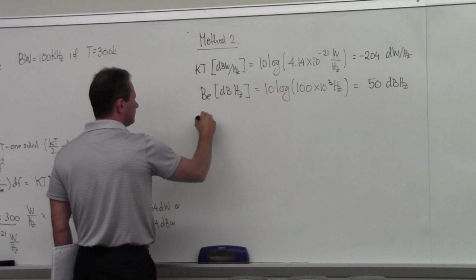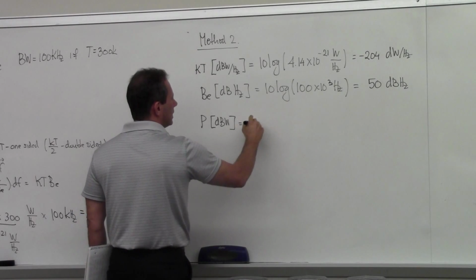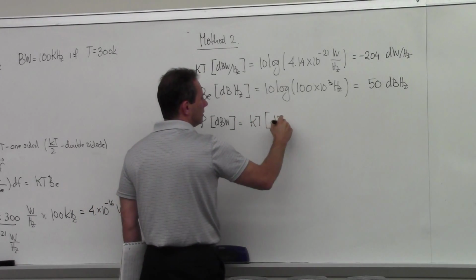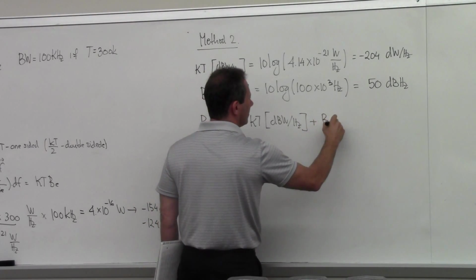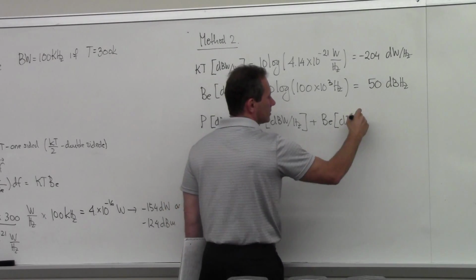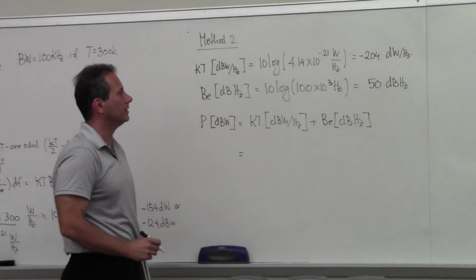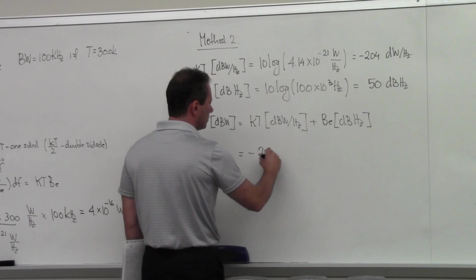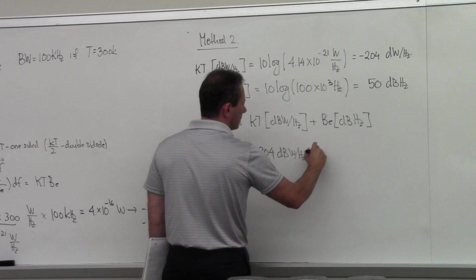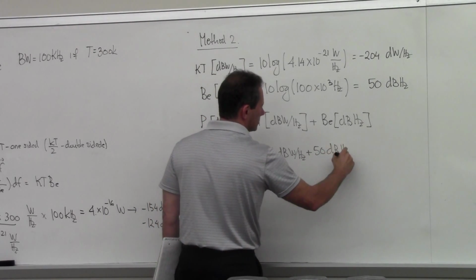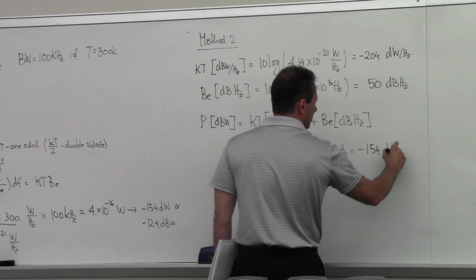And then your power in dB watt is going to be your KT in dB watt per hertz plus your equivalent bandwidth in dB hertz. Why plus? Because you're essentially multiplying these two. So this ends up being minus 204 dB watt per hertz plus 50 dB hertz. So this gives you minus 154 dBW.